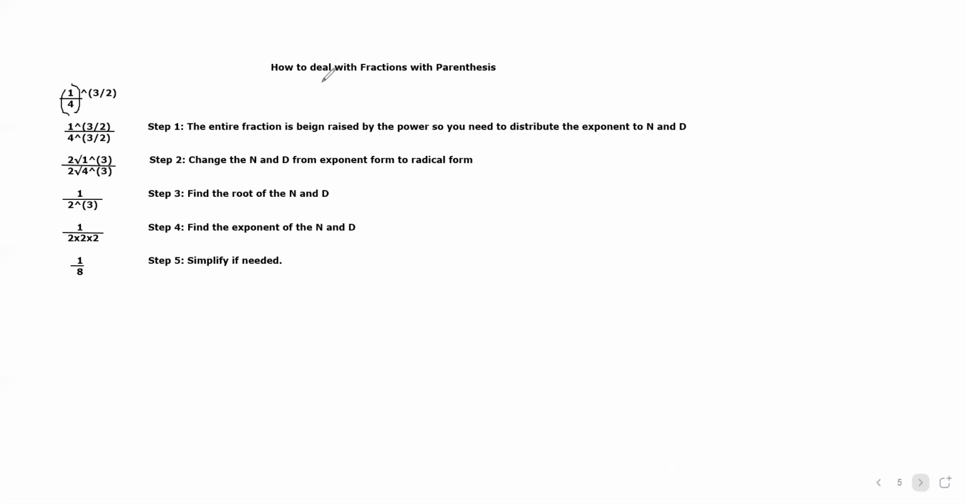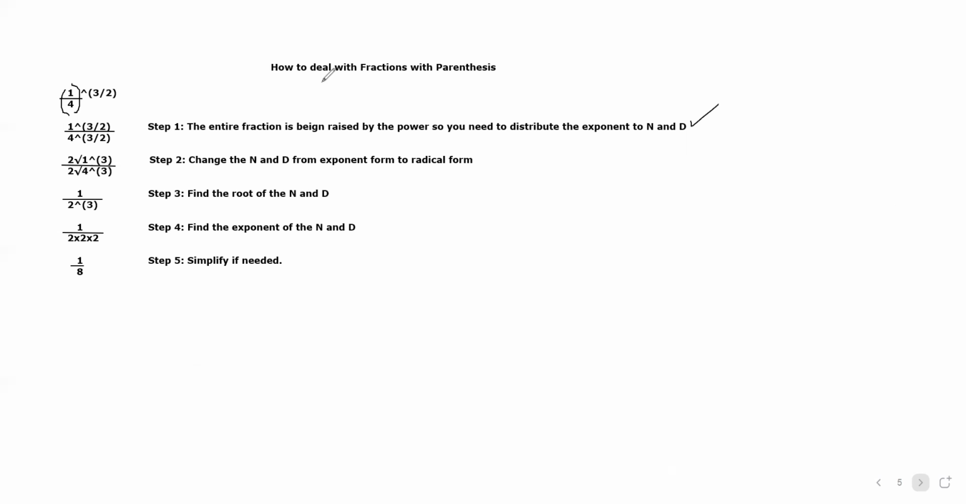So step one, whenever you have a fraction that's inside of the parentheses and the whole thing is being raised by 3/2, what that's really saying is the entire fraction is being raised by the power, which means you're going to have to distribute the 3/2, your exponent, to the numerator and to the denominator. That's what step one is saying. In other words, that 3/2 becomes the exponent for the number 1 for the numerator. So it's 1 raised to the 3 halves power, and it's also 4 raised to the 3 halves power.